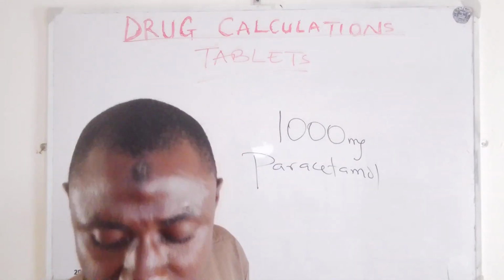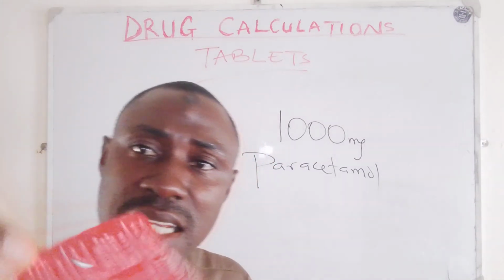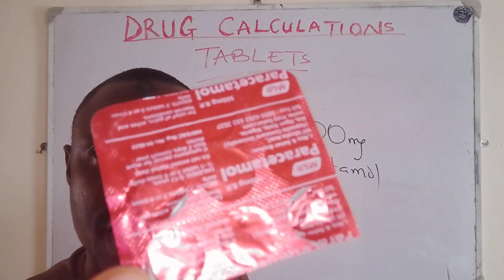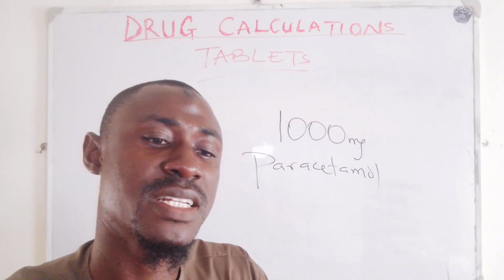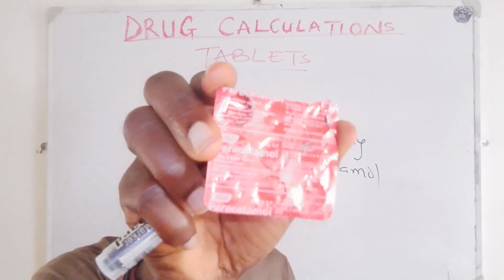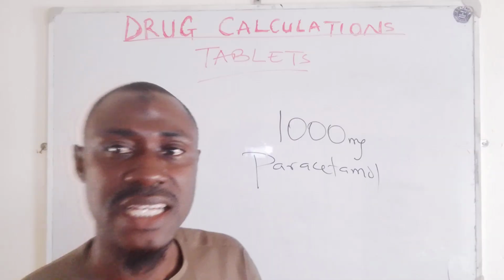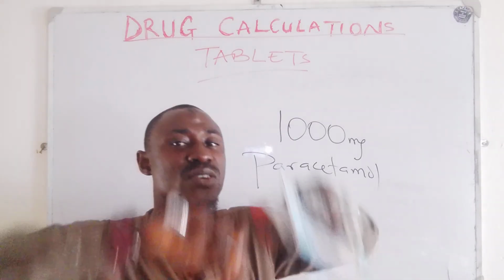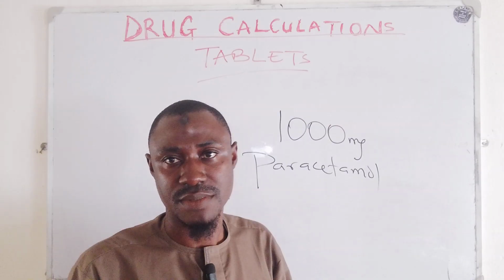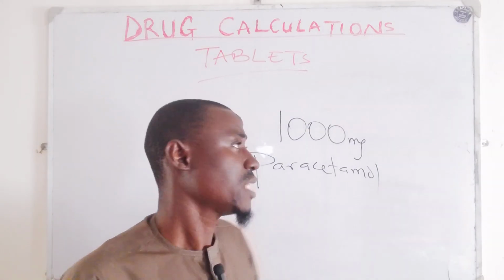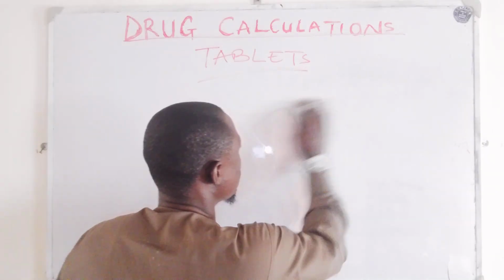Now let's take paracetamol. This is paracetamol. I don't know whether you can view it clearly. You can see 500 written. Now this 500 simply means each tablet of this paracetamol is 500 milligram, and not the total of the 10 tablets in that sachet altogether. So now this will take us quickly to the formula that we are going to be using.